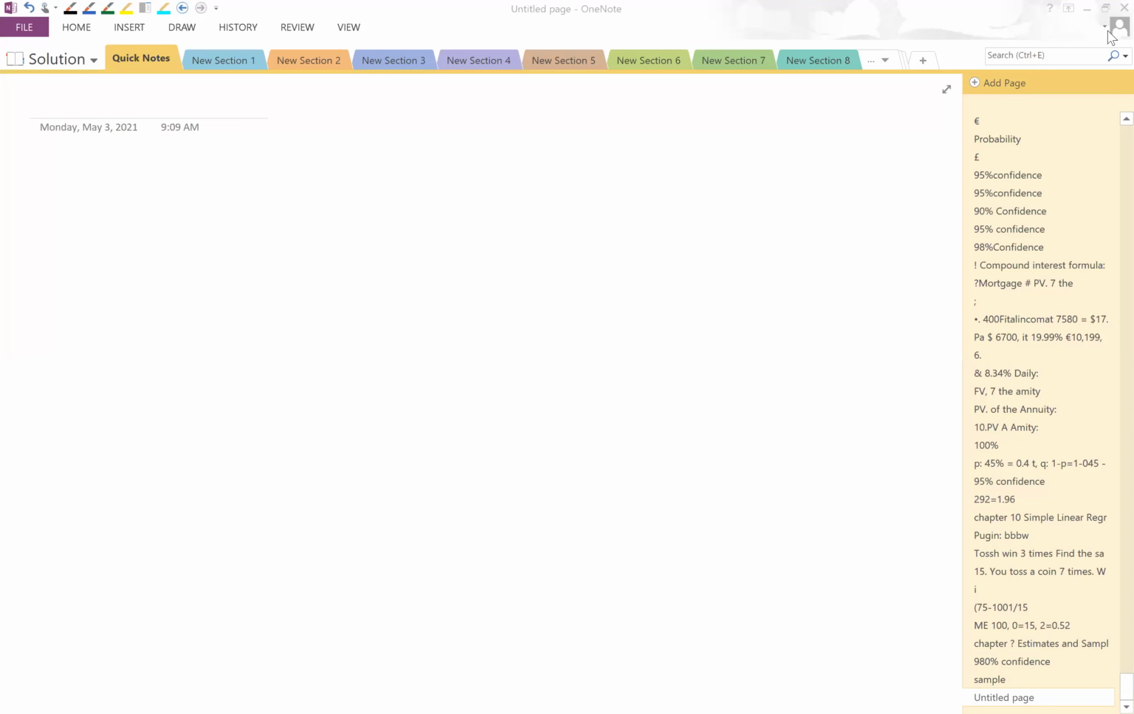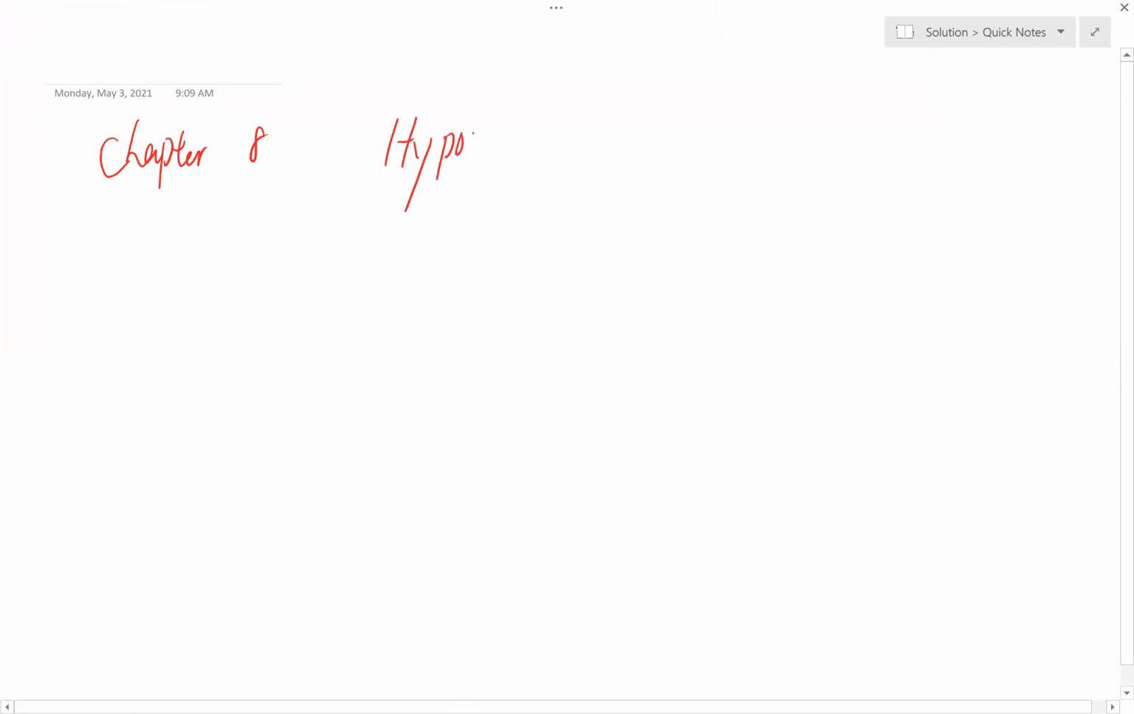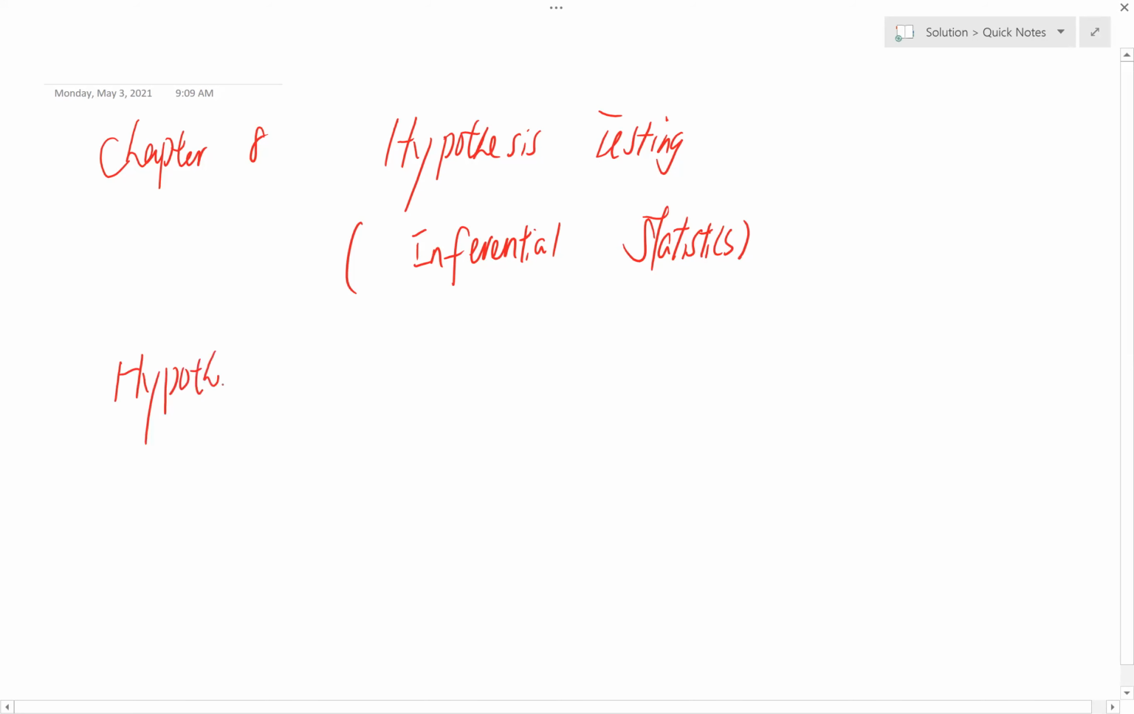So we're going to talk about chapter 8, hypothesis testing. It falls under the inferential statistics. It's one major topic in inferential statistics. So basically, we are testing hypotheses, right? Let me just lay out the foundation for hypothesis testing. First of all, the hypothesis. Basically, it's a claim or statement about a population parameter.